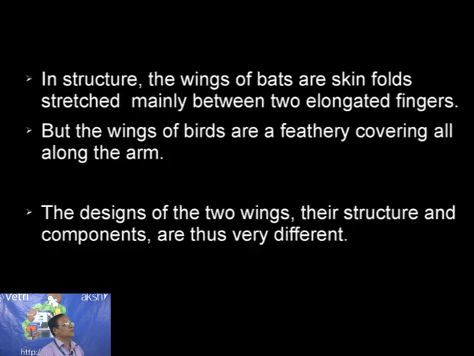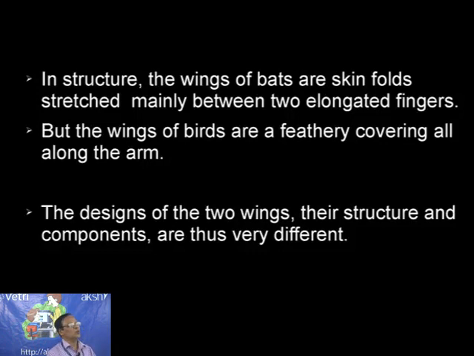Some more clarity for these things. Why are the wings of bat and bird considered analogous organs, though they have the basic structural arrangement? In structure, if you are taking the bat, the wing is nothing but a skin fold that is stretched in between the two elongated digits. It is not a muscular fold, it is a skin fold, not made up of muscles. We have the bones, but the skin fold, what we call the patagium, is being stretched between the two elongated digits. It is simply a skin fold.